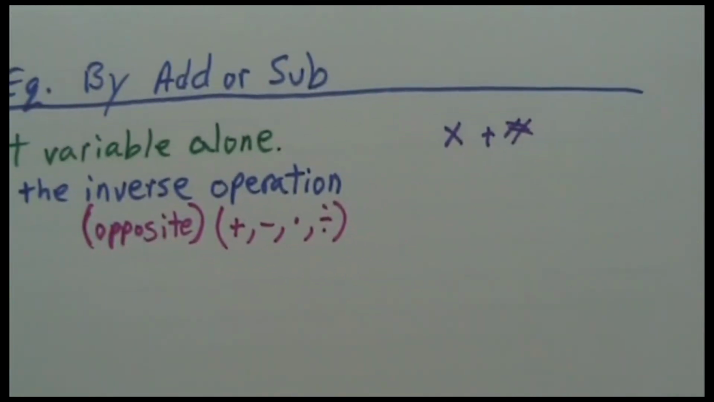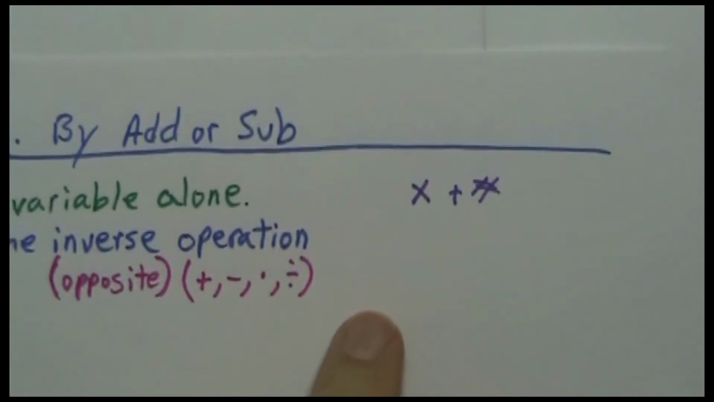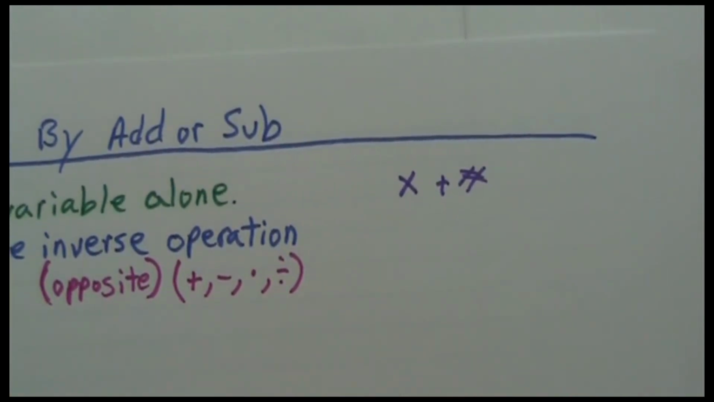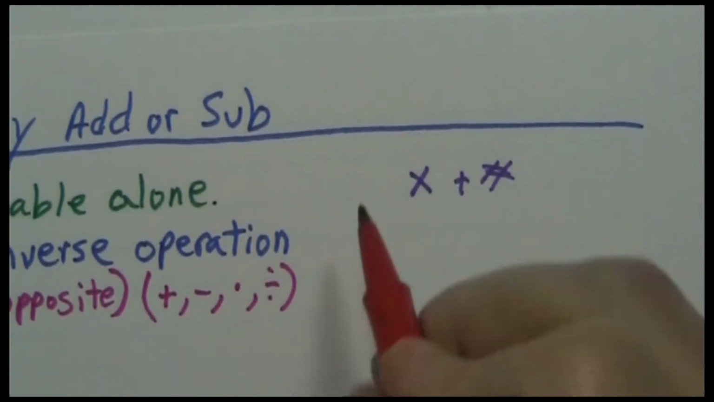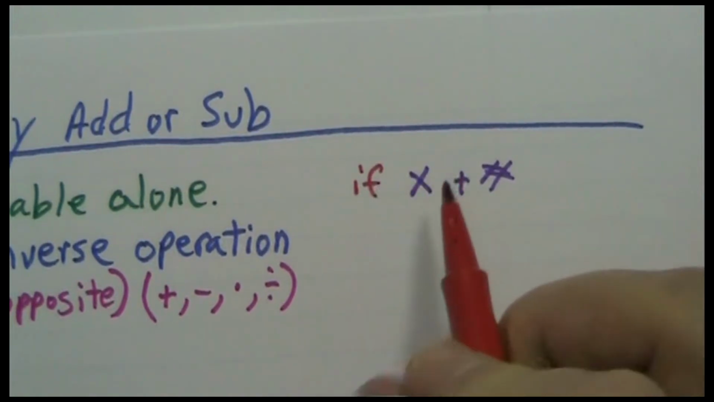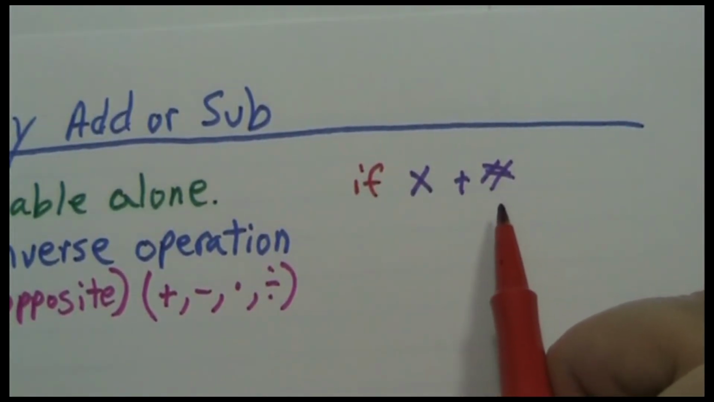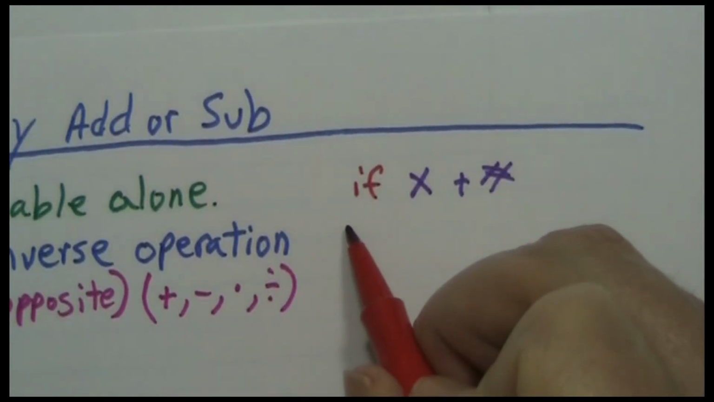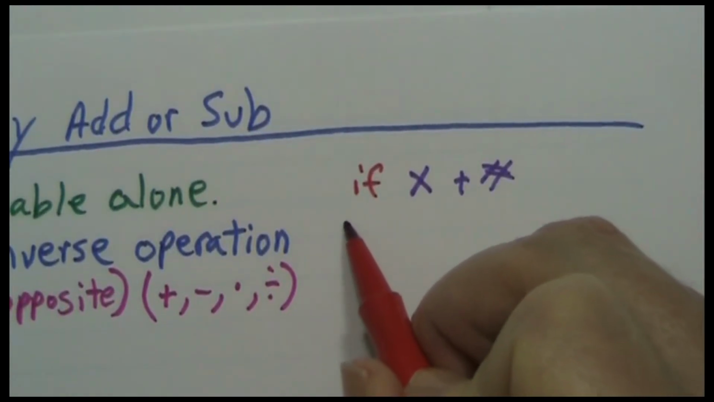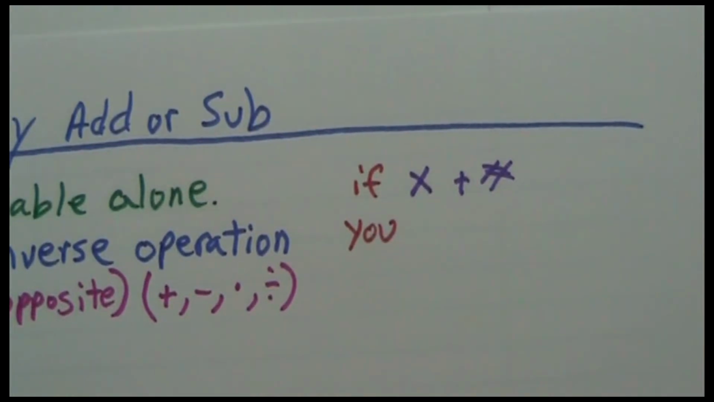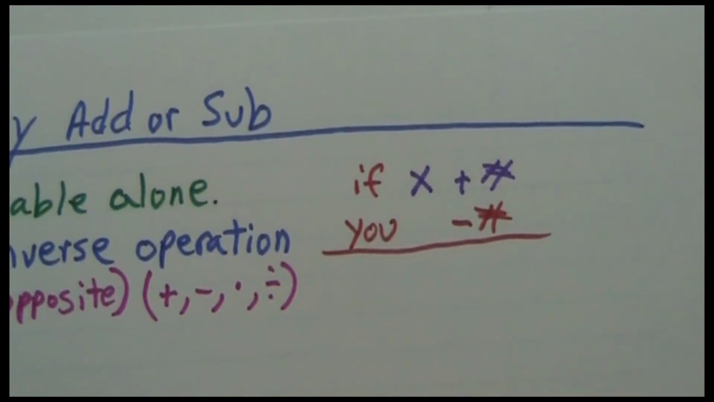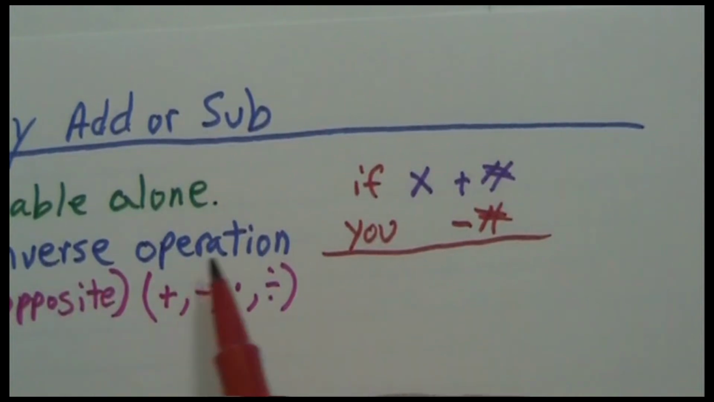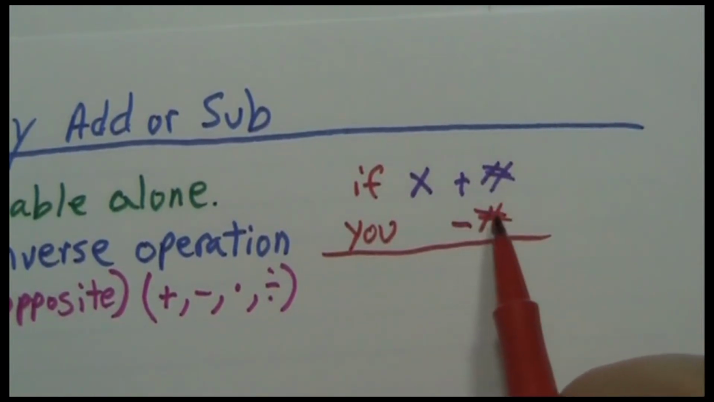Okay, I'm going to write just to the side over here, and you may want to wait until I write it before you write yours. But if you have x plus a number, then you subtract that number. That's using opposite operations. That's using inverse operations. If it's plus a number, you subtract the number.